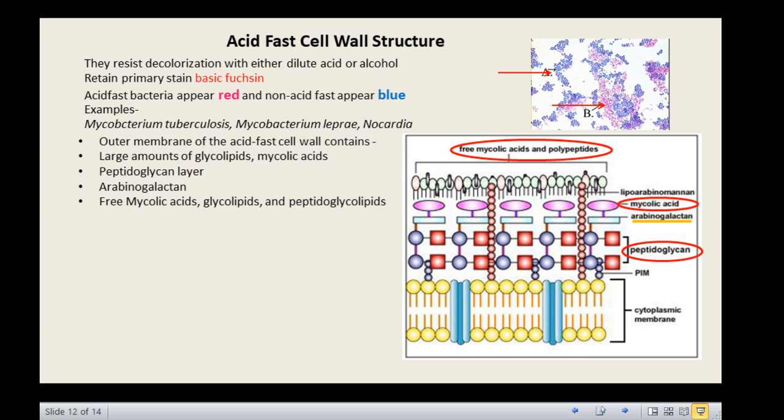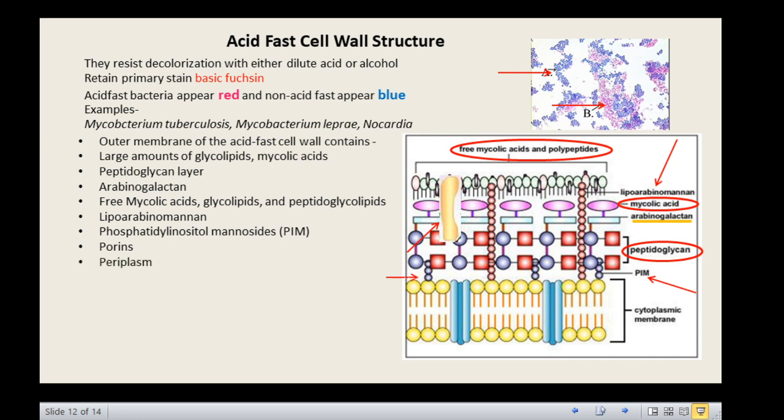Other glycolipids include lipoarabinomannan and phosphatidylinositol monomannosides. Like the outer membrane of the gram-negative cell wall, porins are required to transport small hydrophilic molecules through the outer membrane of the acid-fast cell wall. The outer surface of the acid-fast cell wall is studded with surface proteins that differ with the strain and species of the bacterium. The periplasm is present between the peptidoglycan and the cytoplasmic membrane.